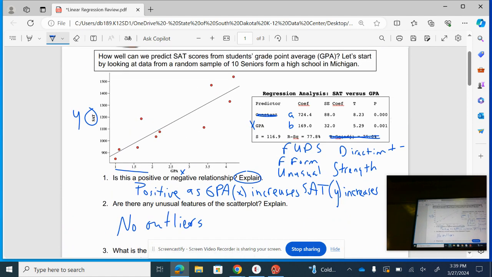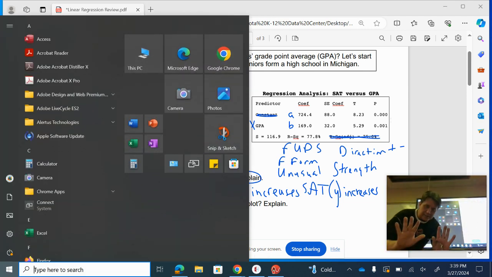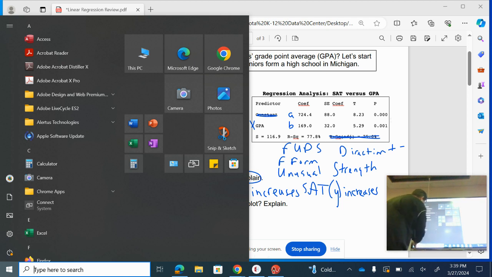We go back to the original. We count the dots. There's 10 dots. And remember, degrees of freedom are n minus 2. So it should be 8 degrees of freedom.